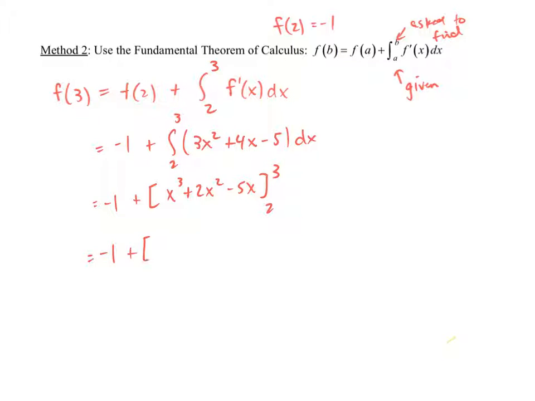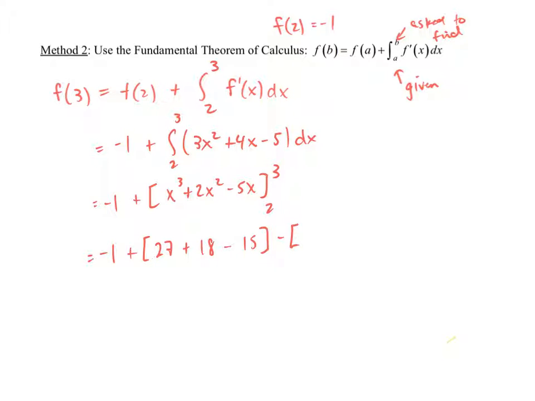So negative 1 plus, now I'm going to plug in my upper bound. I'm going to do a little bit of mental math here if it's okay. So 3 cubed is going to be 27, plus 2 times 3 squared is going to be 18, minus 5 times 3 is going to be 15. Okay, so that line is just where I plugged in my upper bound of x equals 3.